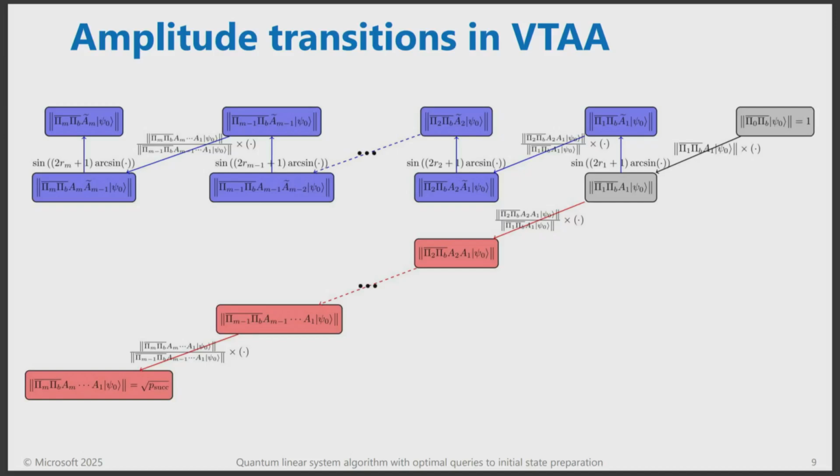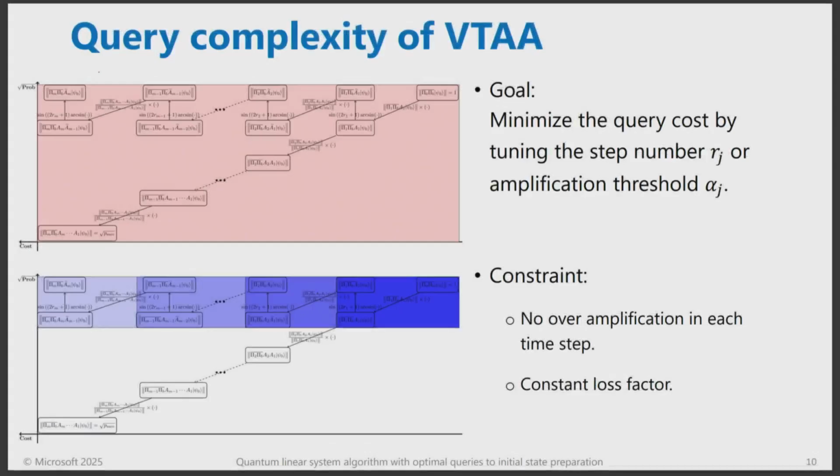VTAA is different. So in VTAA, we first perform one step of the algorithm. We immediately follow up with amplitude amplification and do a second step with amplitude amplification, and so on and so forth. So we have this kind of zigzag pattern, and we try to keep it on the top of this picture. Okay, so what is the complexity of both algorithms? Well, pictorially, you can think of the query complexity for the standard approach as the area of that red box over there, because we are doing all the algorithms and then followed up with amplitude amplification.